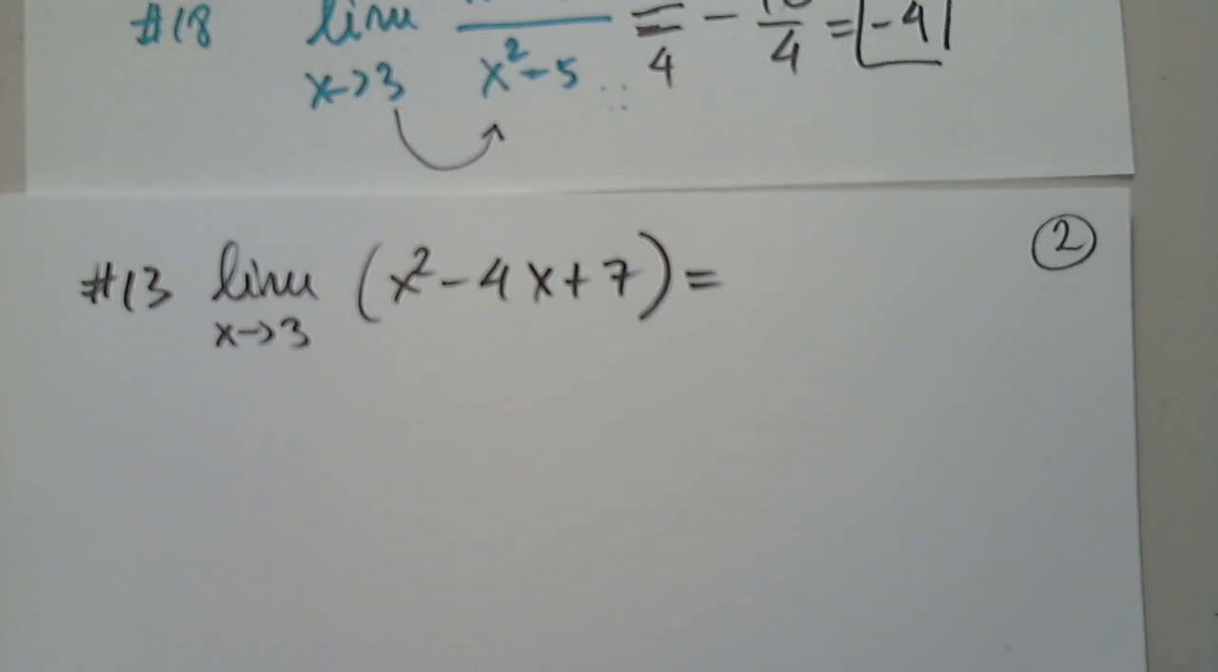No. You should say, of course it is, because it's a polynomial, and polynomials don't have any problems. Everything is in the domain of a polynomial. X squared minus 4x plus 7 is a polynomial. Therefore, the domain is all real numbers. I can plug in anything I can dream of.